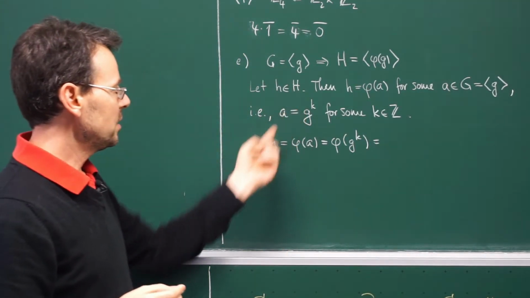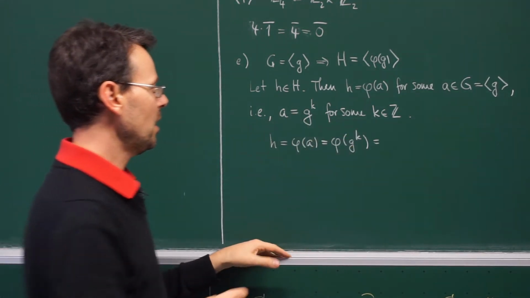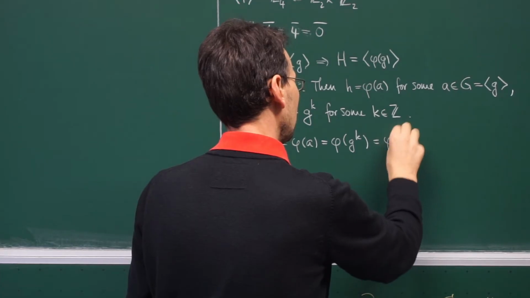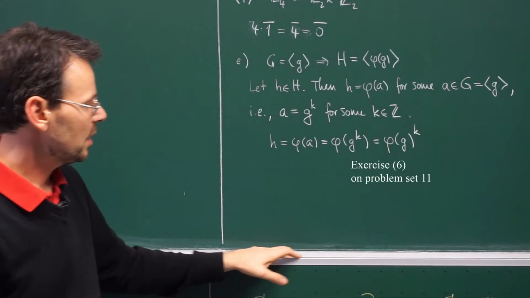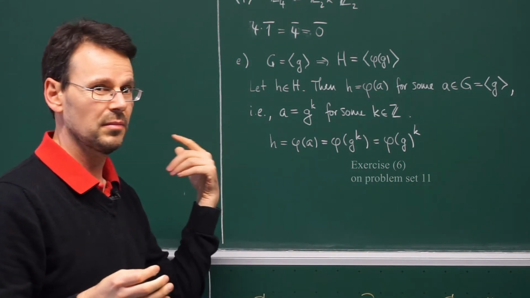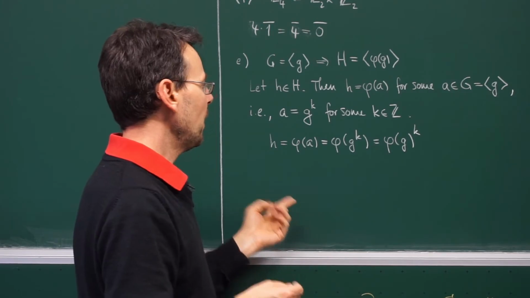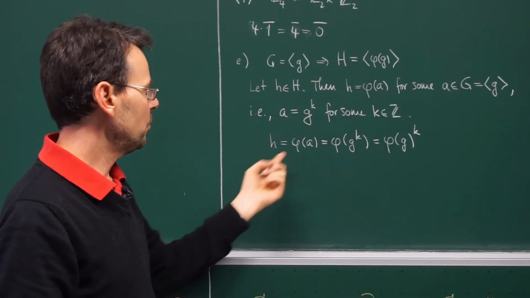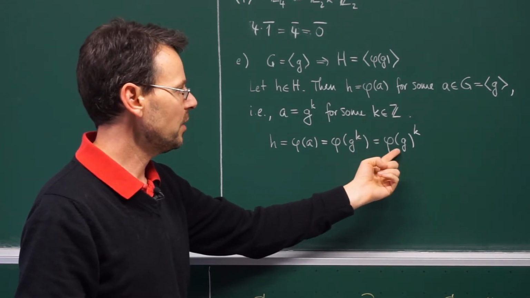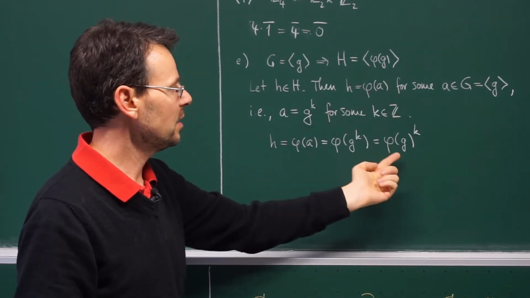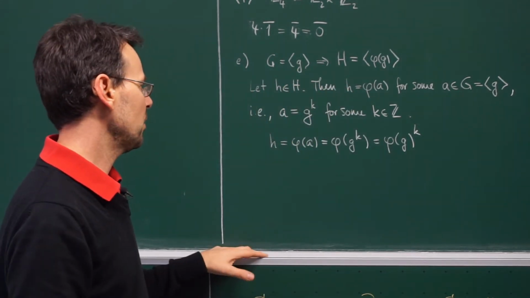Okay, but now that means that h is phi of a, which is phi of g to the k, and again by the exercise on the problem set, we proved this for any integer power. And this shows exactly what we wanted to show, namely that h can be written as some integer power of phi of g. This means exactly that phi of g is the generator of the group H, and we are done.